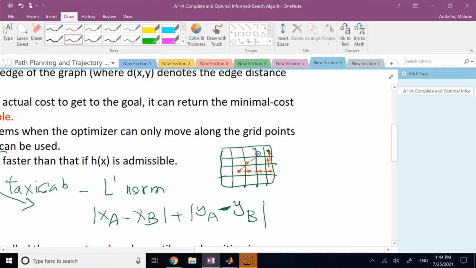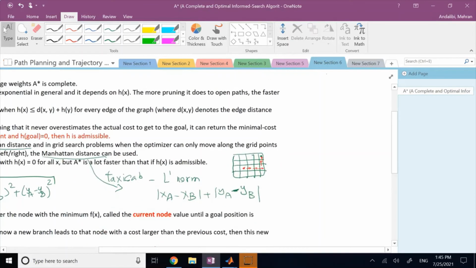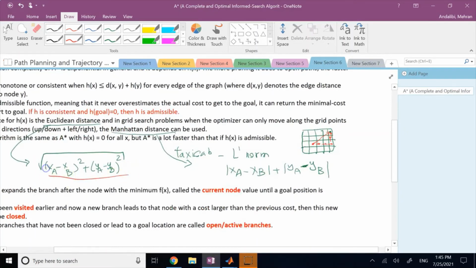If you could go diagonal, then you would go in 3 steps: 1, 2 diagonal, and then 1 to the right, or 1 to the right and then 2 diagonals. So when the diagonal motion is not allowed, you can only move left, right, up, and down in grid search algorithms like this. When your workspace is divided into a grid, then you can use this Manhattan distance. If you're allowed to go in a straight line and you are not bound to move on a grid, then this one could be a good use. But as I said, for most of our algorithms, we discretize the workspace into a grid, and then we move from one point of the grid to the next.